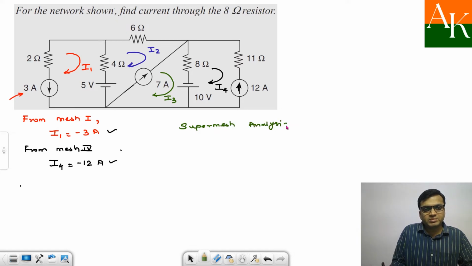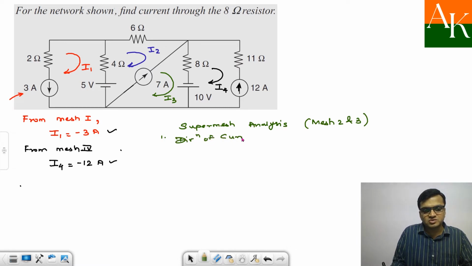Now the super mesh is formed because of mesh 2 and 3. In super mesh, the first point is we have to observe the direction of the current source. Remember this, direction of current source. Now this shared current source, 7 ampere, is moving in this manner. This is just for my reference. Now what is the current in this direction? It is not just I3, it is I3 minus I2.